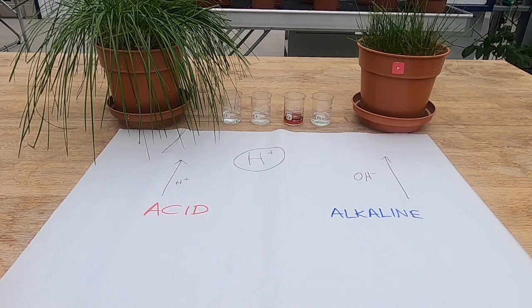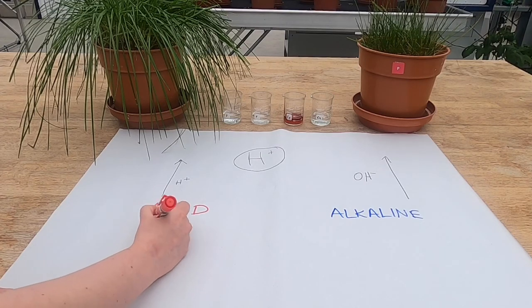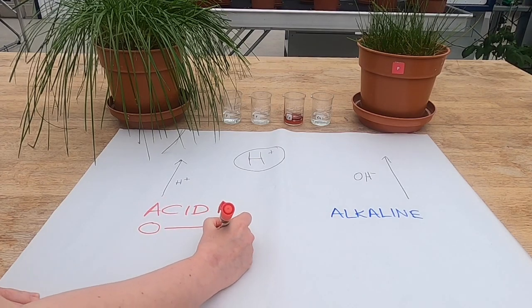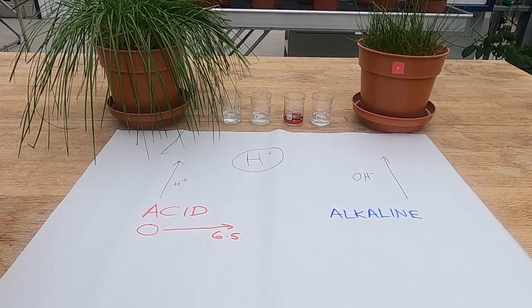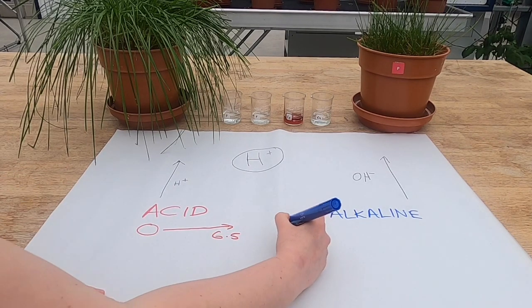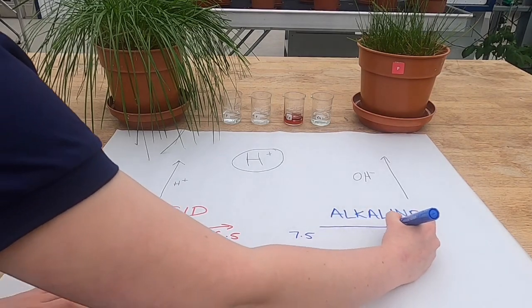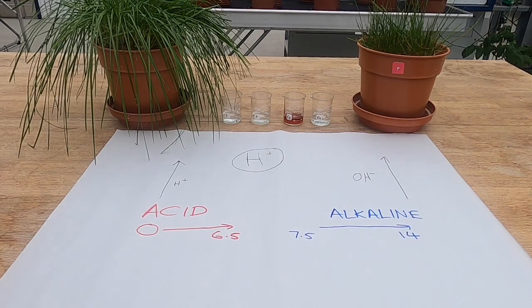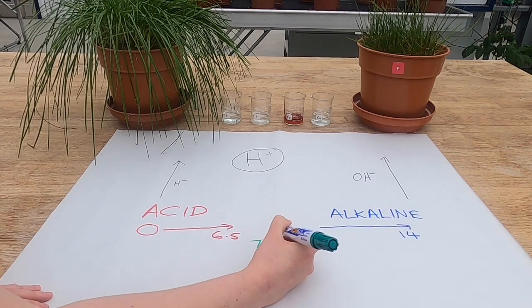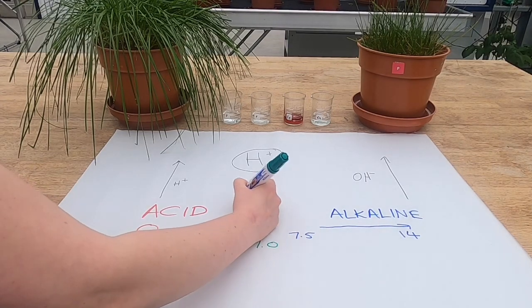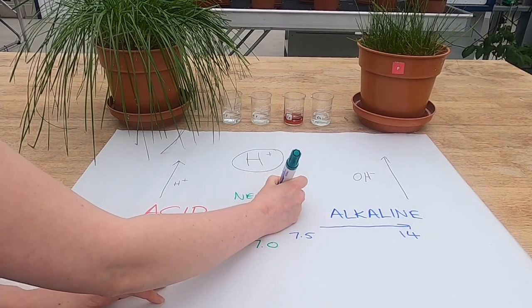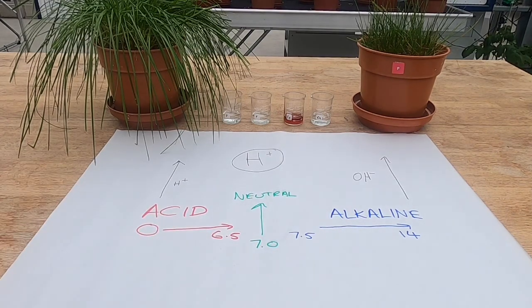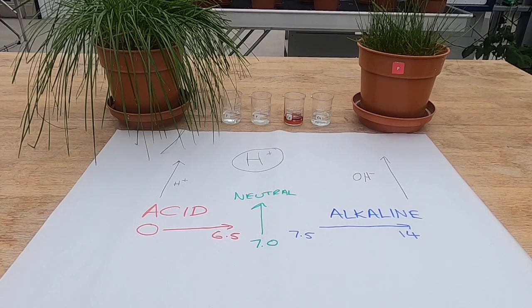pH is measured on a scale of 0 to 14. The acid range is between 0 and 6.5, and the alkaline range is from 7.5 to 14. At pH 7, the soil is neutral. The pH scale is logarithmic, so a decrease in pH from 7 to 6 is 10 times more acidic.